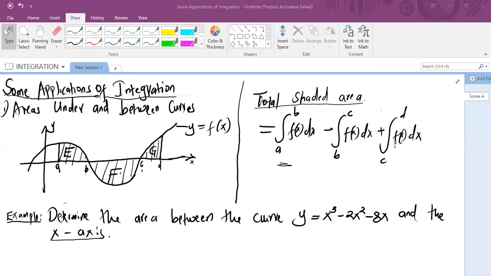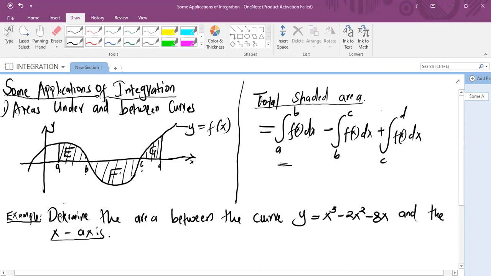Hello guys, so I would like us to look at some applications of integration, with the first application being areas under and between curves. So given a sketch like this of a curve, and you're being told to find the total shaded area, the total shaded area is given by the integral.